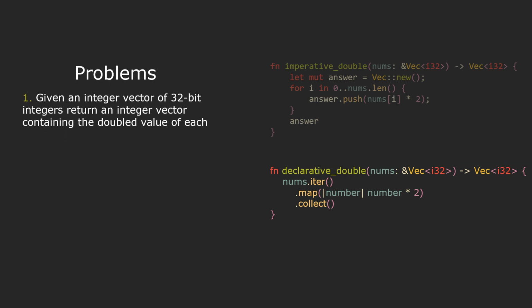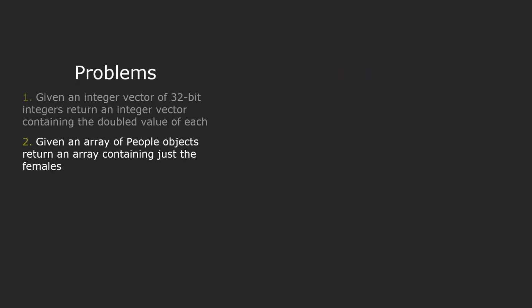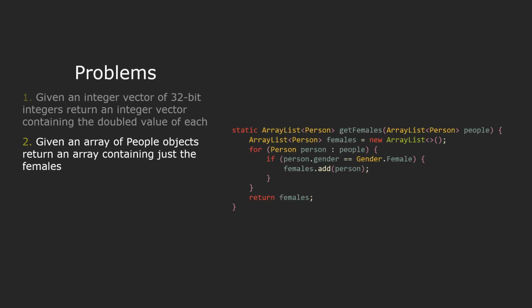So next, I have a second problem. Given an array of people objects, return an array containing just the females. So I have set up a little Java program for this. There is a person class that I created, but it only stores the gender of the person. So if we just look at this, as you can see, I've created an array list called females, and we're just looping over the array list and getting all of the ones that have a gender equal to female, and then returning that.